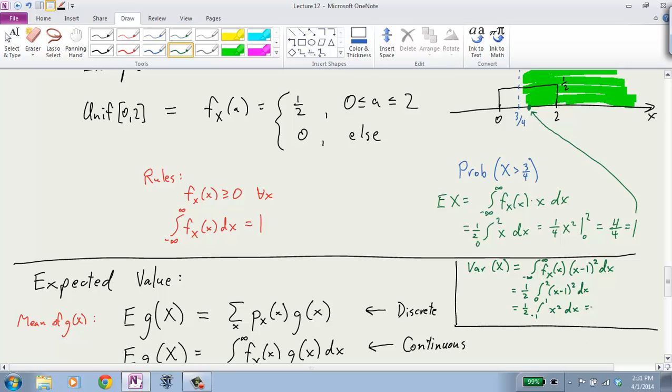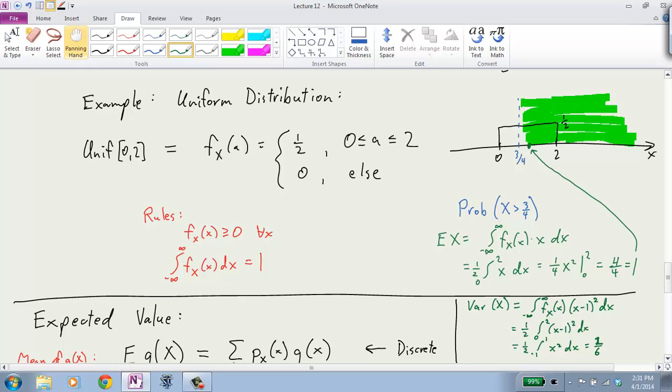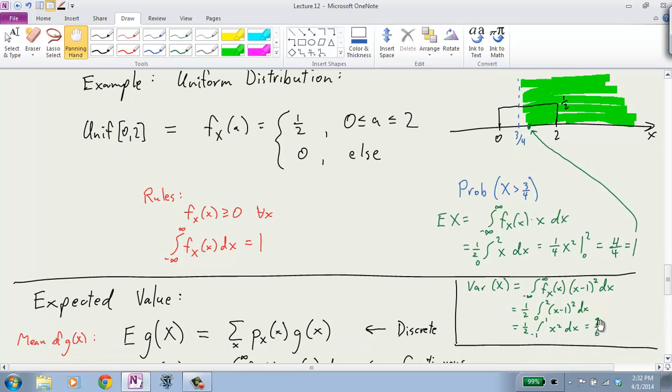And 1/6 of 2. So 2/6, right? Okay. I think this is correct. 2/6 for this distribution. Now, notice that uniform, I could have defined uniform on any interval. Okay. For the uniform of width 2, the variance was 2/6.